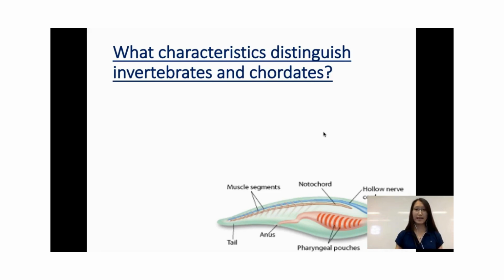So every chordate has 4 different characteristics, at least at one point during their development. So it doesn't mean that the adult form, the born version of this animal needs to have all 4 characteristics at the same time, but these 4 characteristics existed, possibly during the embryonic development or even after they're born. So it varies depending on what kind of animal we're talking about.